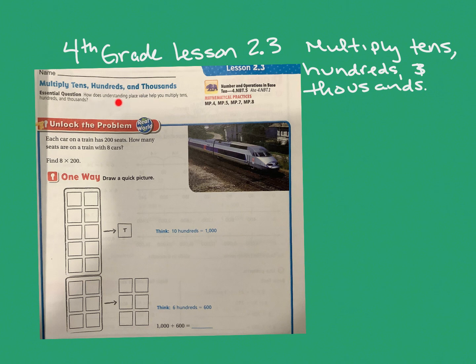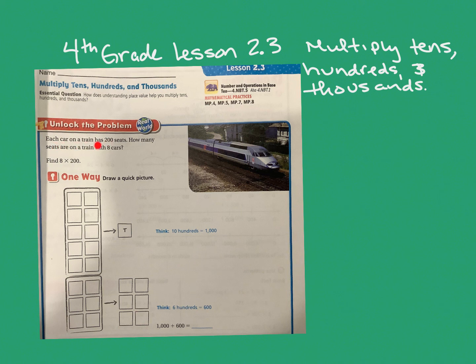So our essential question: how does understanding place value help you multiply tens, hundreds, and thousands? We worked on place value, the ones place, tens place, hundreds place, thousands place, and on, each being 10 more than the one before. So we'll be utilizing that skill to solve these big number questions.